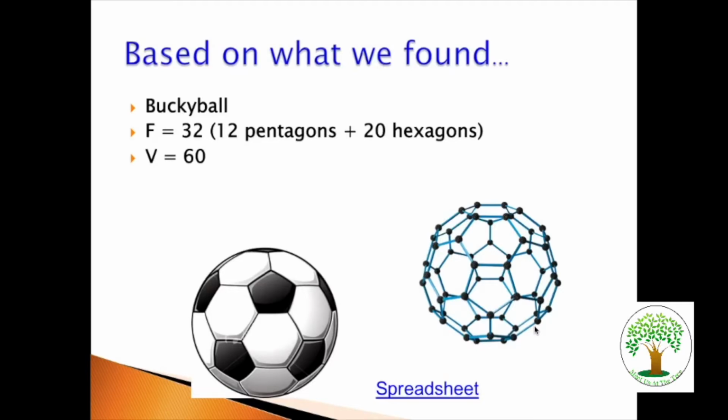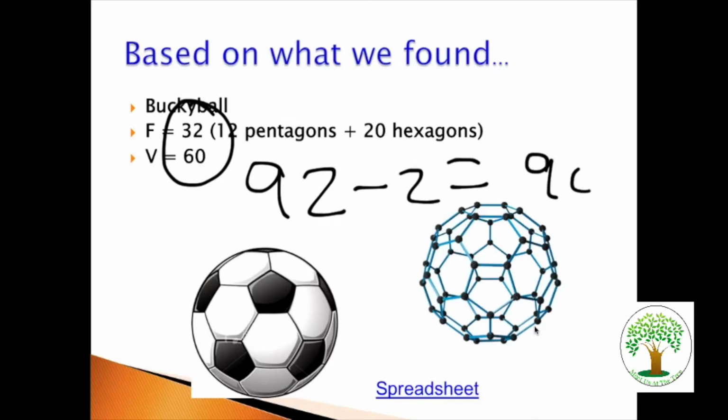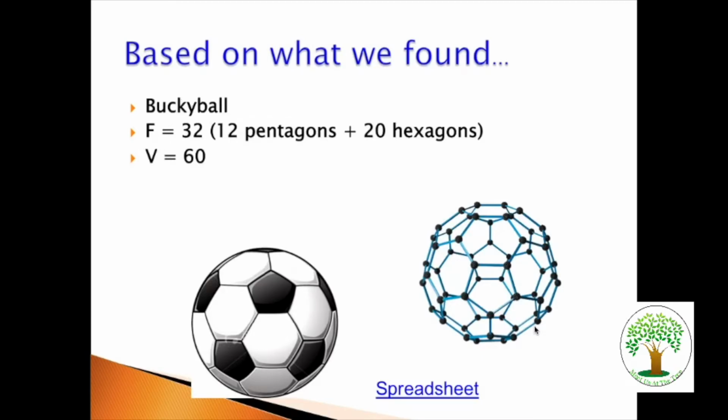I heard how many? 90. How did you get that? I did 32 plus 60 minus 2. Fantastic. Or just 30 plus 60. 32 plus 60 makes 92. Or you just do 30 plus 60. Yes, you can cancel the twos. Any way you wanted. You can, and we subtracted the 2, which makes 90. All right.